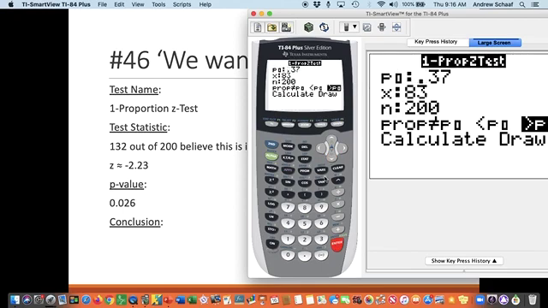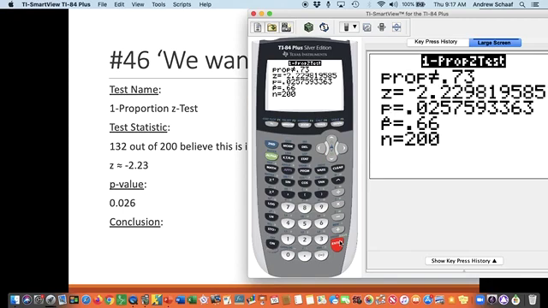So this time the null hypothesis value is 0.73, so that's the first thing that I need to enter. The number of successes was 132. In this context, I had the same sample size of 200, so I'll leave n at 200. Now, I do have to change the specification of the alternative hypothesis. The alternative hypothesis is a not equal to alternative, so I need to include that. Then I can highlight calculate and press enter.